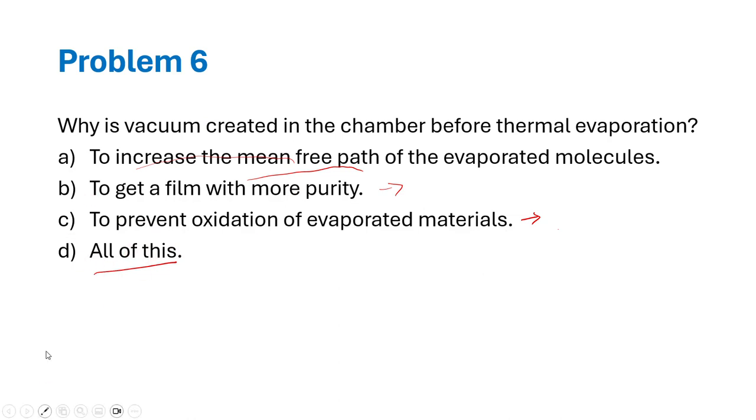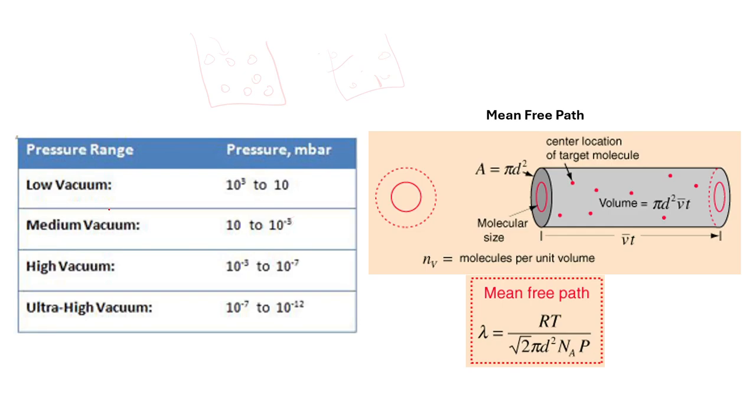So we have various pressure ranges. If it is between 1 bar to 10 millibar, then we call it low vacuum. If it is between 10 millibar to 10 to the power minus 3 millibar, it is medium vacuum. Then we have high vacuum as well as ultra high vacuum. Our deposition process for evaporation will happen mainly in the medium vacuum range, around 10 power minus 5.